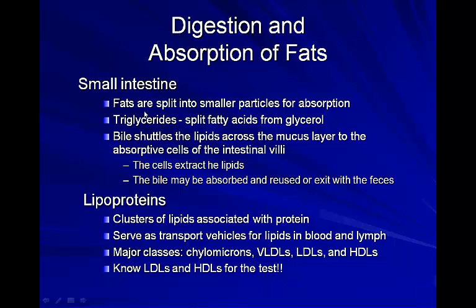So in that small intestine, those fats get split into smaller particles for absorption. So your triglycerides tend to get split into fatty acids and glycerol. So you have all of these triglycerides and other fats that get broken down into their smaller components. Once they're small enough, they can get absorbed across the intestinal wall, but you do need some help shuttling that. The bile will help shuttle the lipids across the mucus layer into those absorptive cells in the intestine, but some of that bile may be reabsorbed and reused, but sometimes it will exit in the feces.